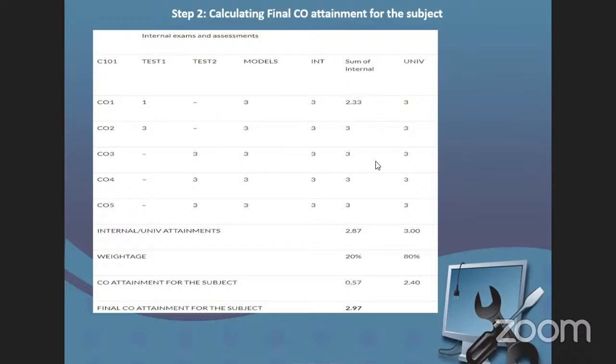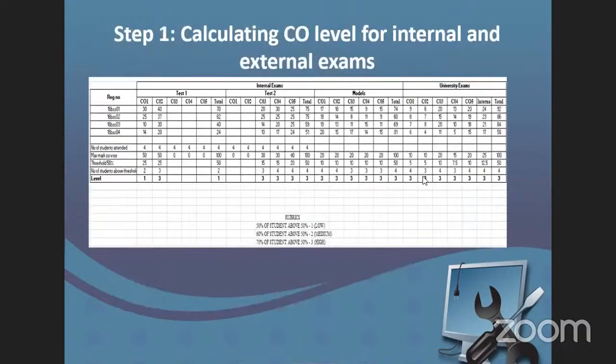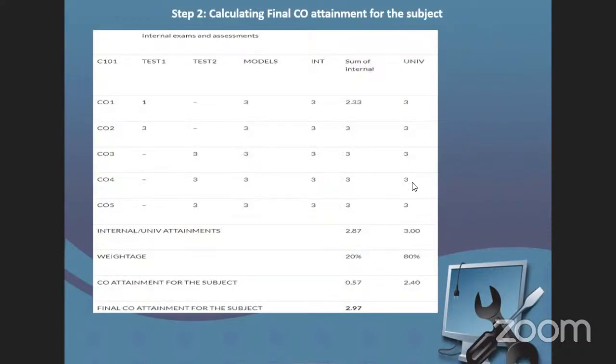Then sum of internal is nothing but add all these and divide by 3. So 3 plus 3, 6. 6 plus 1, 7. 7 by 3 is 2.33. Similarly, 3 plus 3 plus 3 is 3. Add all these and divide by 3, you get these values, right? Then university exam, again you take the last row. It is all 3.